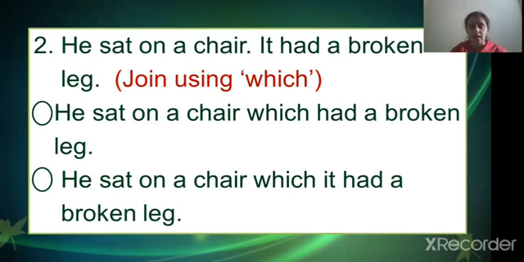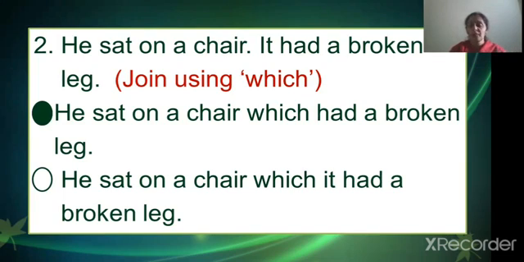Now the options are: He sat on a chair which had a broken leg, or he sat on a chair which it had a broken leg. Right? So which is the correct answer here? Yes, the first one would be the correct answer. He sat on a chair which had a broken leg.